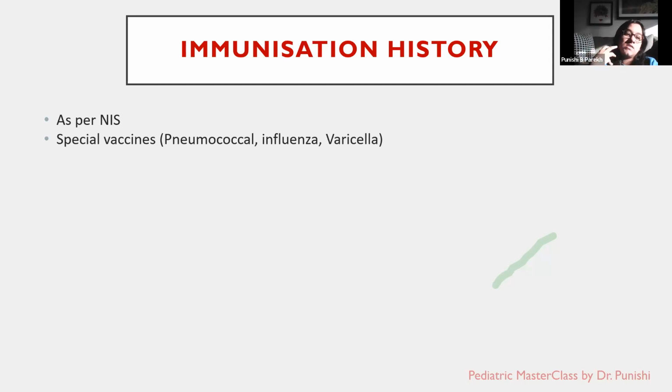So we just saw that they're at an increased risk of encapsulated organism infections. So you will ask for pneumococcal, influenza, meningococcal. Also, sometimes they're given meningococcal vaccine, and very importantly, varicella, because they have an increased risk of viral infections with varicella. So you will ask for the history of administering special vaccines like pneumococcal, influenza and varicella.